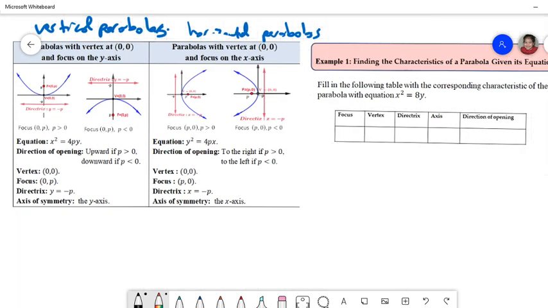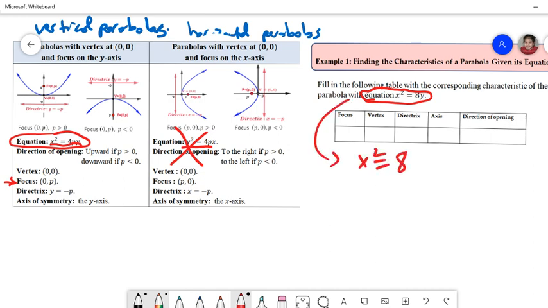So it says fill in the table with the corresponding characteristics of the parabola with equation x squared equals 8y. The equation is given to us, and which type of parabola is it? Let's see. Is it this type or this type? Definitely not this type, so it will be this type. If it is this type, its focus is (0, p). First, what is p here?